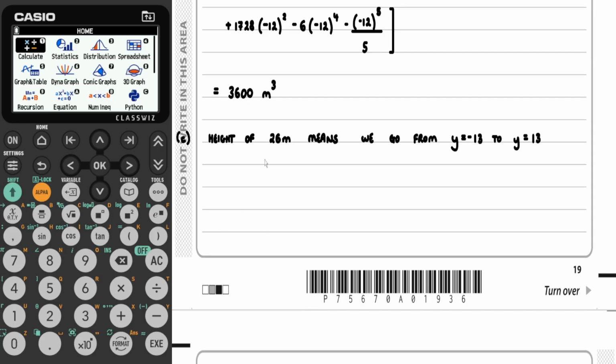So, a height of 26 meters means we go from y equals negative 13 to y equals 13. And so for our equation, we can adapt that by replacing the 12 with 13 and recognizing that a will equal 13 squared. So we have 350 x squared equals (13 plus y) squared times (169 take away y squared).